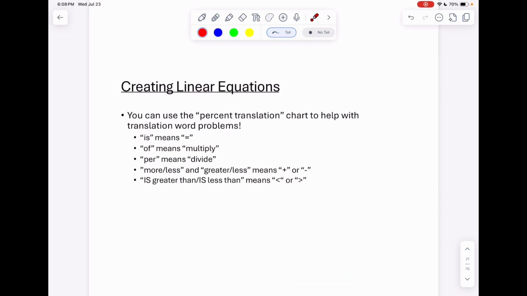When we're given a word problem and we want to create a linear equation from it, we can use some of the skills from our percent translation chart to help with translating really any kind of word problem. Whenever you see the word "is," it means equals; "of" means multiply; "per" means divide; "more" or "less," "greater" or "less" means add or subtract, respectively. "Is greater than" or "is less than," whenever they add the "is" to that, that means we're going to use an inequality.